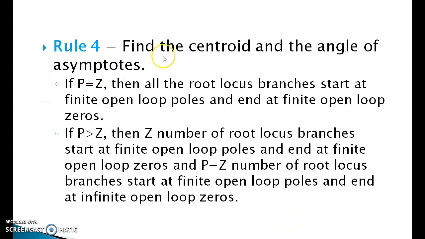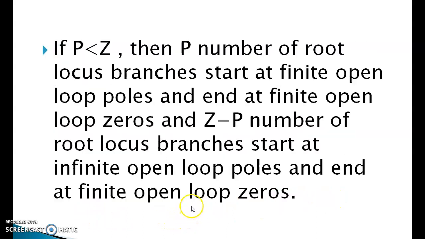Rule number 4. Find the centroid and angle of asymptotes. If P is equal to Z, then all the root locus branches start at finite open loop poles and end at finite open loop zeros. If P is greater than Z, then Z number of root locus branches start at finite open loop poles and end at finite open loop zeros, and P minus Z of the root locus branches start at finite open loop poles and end at infinite open loop zeros.